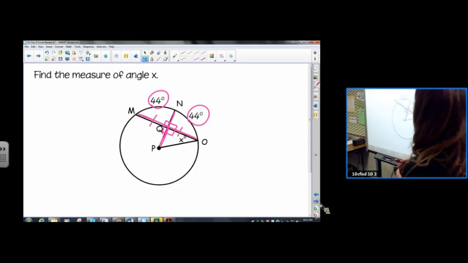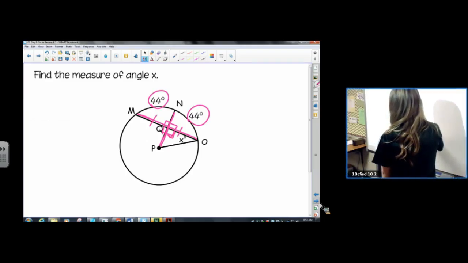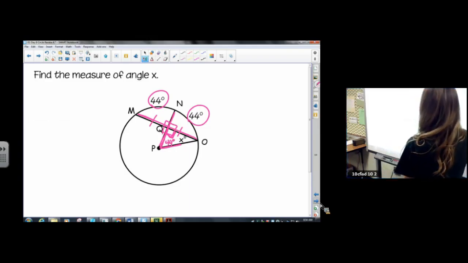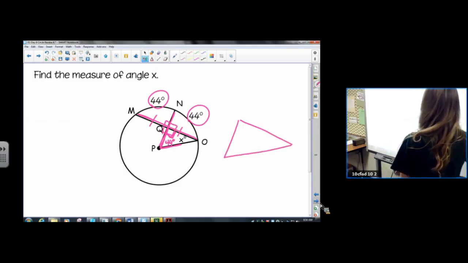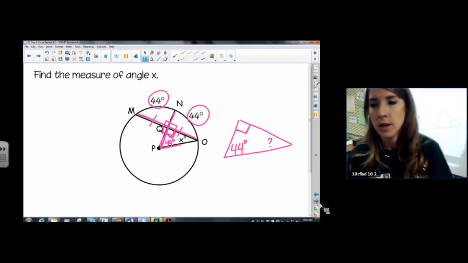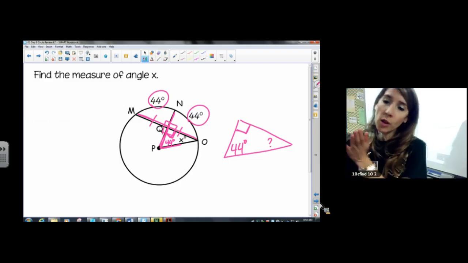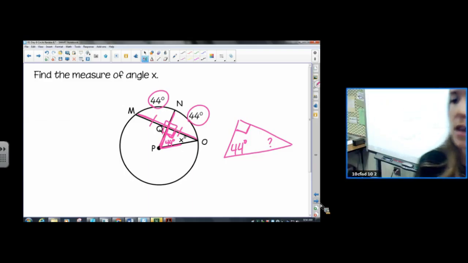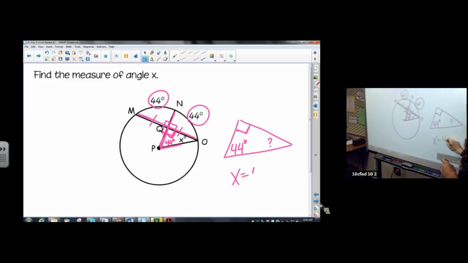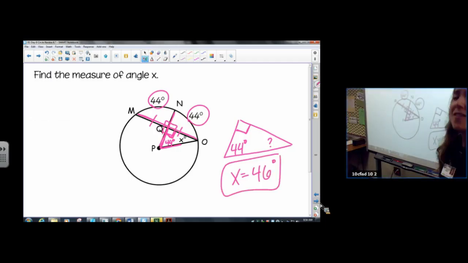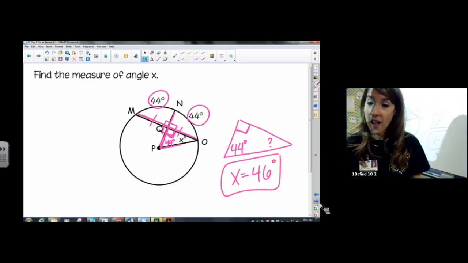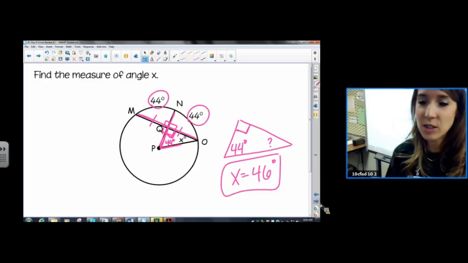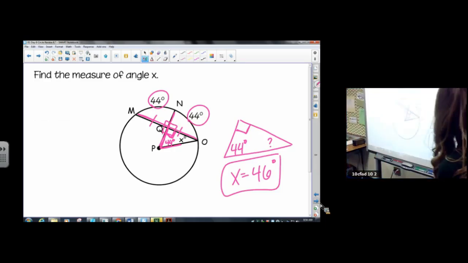So I'm using that knowledge to know that this is a 90-degree angle. This is a central angle. Central angles equal their arcs. So now I have a right triangle. This is 90. This is 44. And then you just find this missing angle. So I used right triangles. Could you have extended that, found the arc, and divided by 2? Absolutely. Either way, you get 46. X is 46 degrees. That's what I love about circles. There's so many ways to find the right answer because that's how circles work. They're so symmetrical and beautiful.